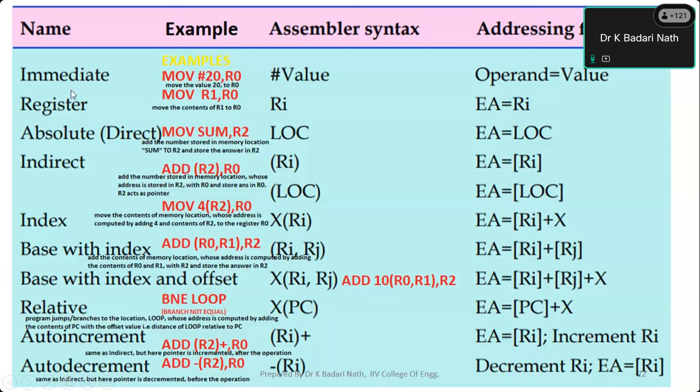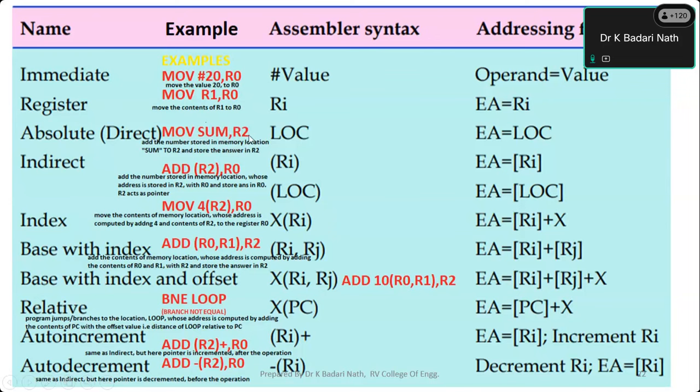Next. Only these two are not memory related, because here the data is inside the processor. In the first one, the data is part of the instruction itself. In all the remaining addressing modes, you should remember that memory is involved. Let's go to the first one, direct addressing. Move sum, R2. What does it mean? Sum is the label or the name of a memory location. It can be anything. It can be 2000, 1000, some address. So you are given a name, and the contents of that memory location are moved into the register called R2.